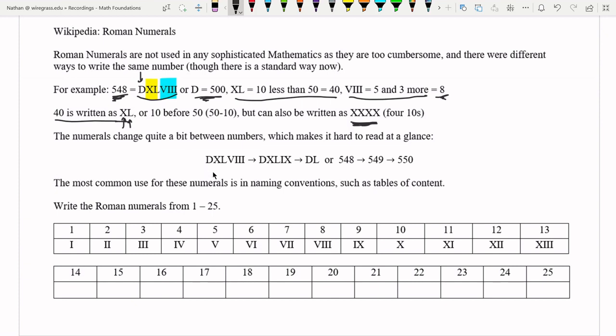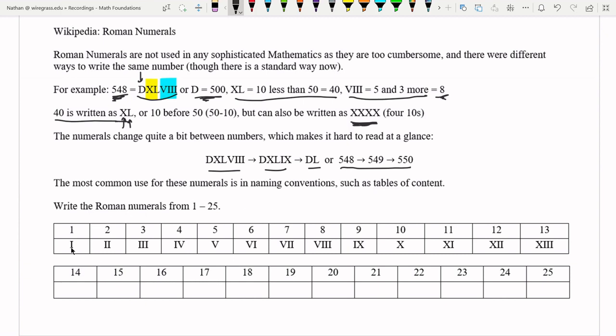And you can see here that the Roman numerals change a whole lot between different numbers. So here we have 548, 549, 550, and it's quite a lot of changes. That's the reason why they're hard and unwieldy to use when you're working with any sophisticated mathematics. Now, they are used for a lot of naming conventions because it's just a different way of numbering something. And as long as the numbers are small enough, Roman numerals are useful in that case.